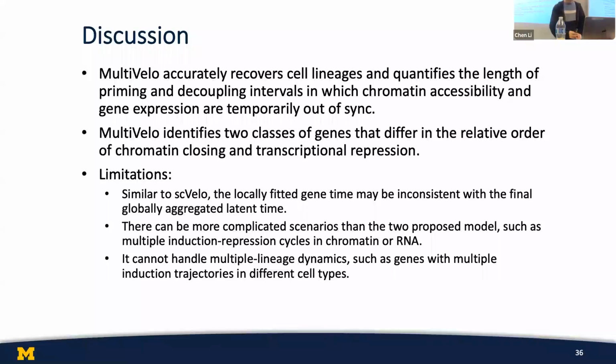There are more complicated scenarios possible than the two proposed models. For example, multiple induction repression cycles in the protein or the RNA. Also, it cannot handle multi-lineage dynamics, such as genes with multiple induction trajectories in different cell types. How this work will be further expanded will be addressed by members of our lab, Chen. So stay tuned for the final result.